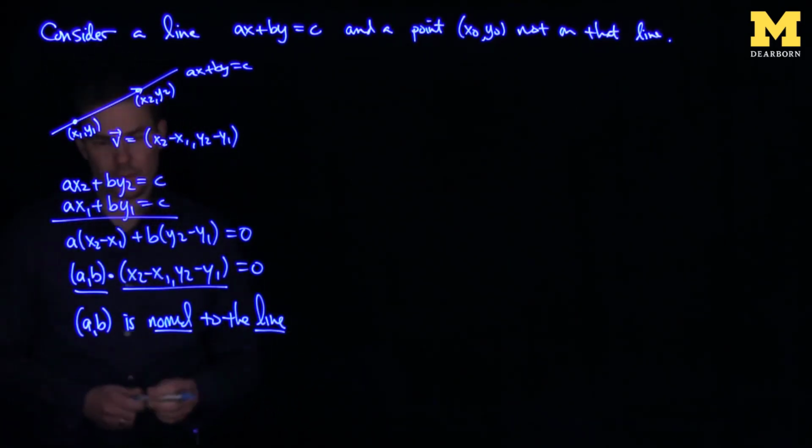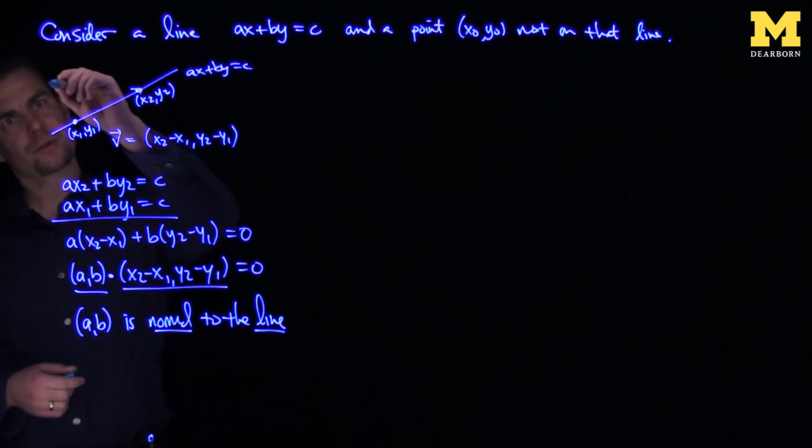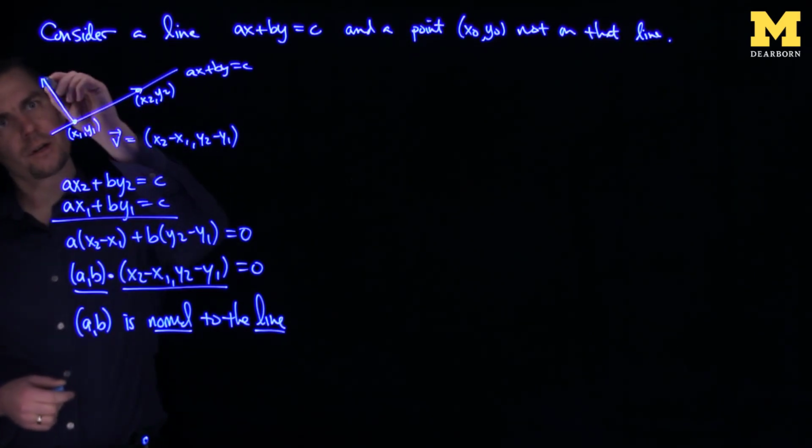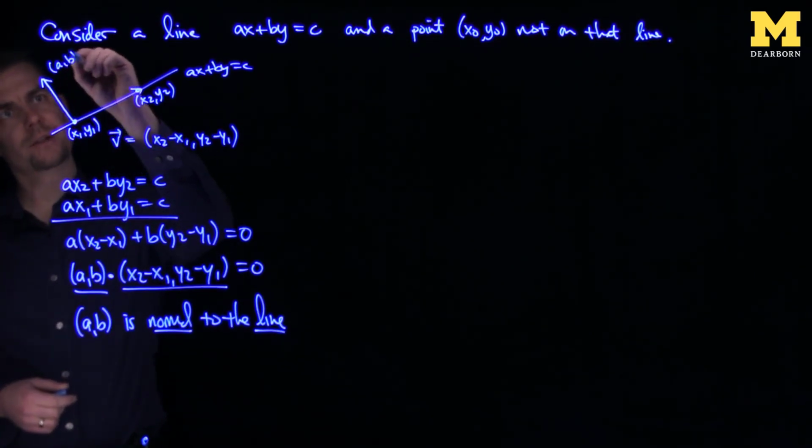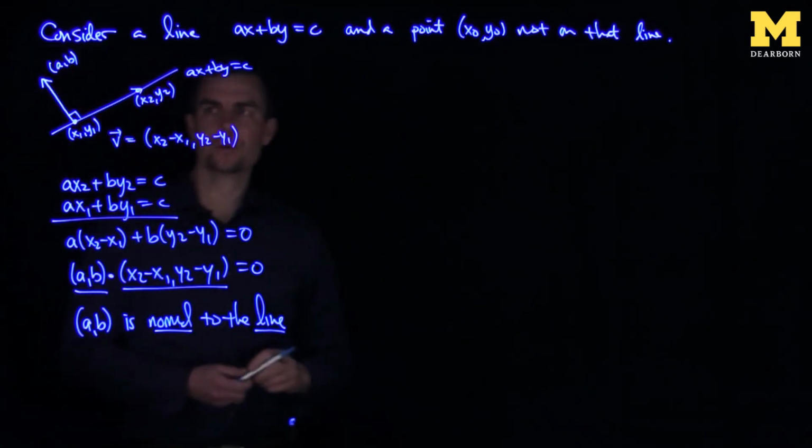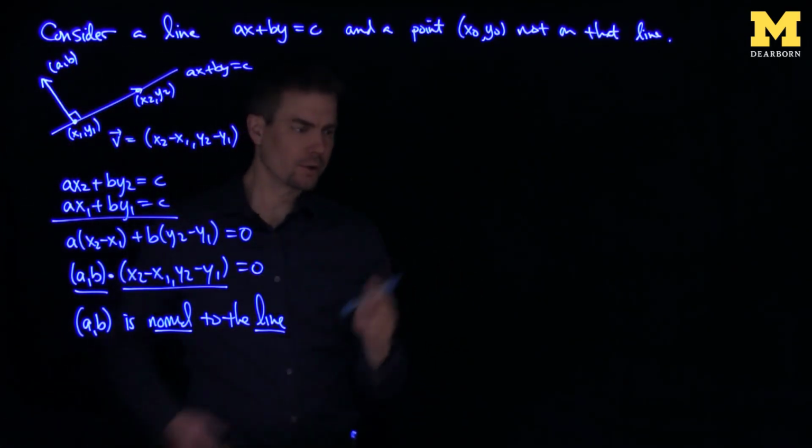So if AB is normal to the line, that means that this direction over here, if I draw a perpendicular, that is the direction of the vector AB, perpendicular. So now let's use this information to solve our problem.